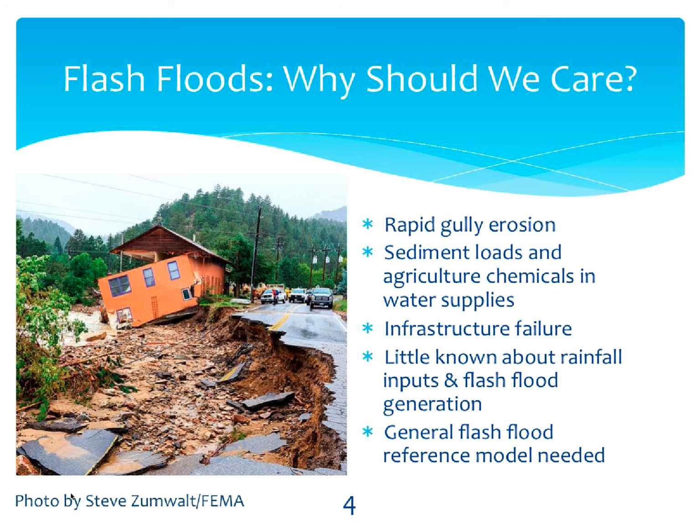The news gets even worse when agricultural land is eroded and fertilizers and chemicals get into our water supply. And then, as shown in the first picture and this next picture in Jamestown, we have infrastructure failure, where a previously stable surface is eroded by these flash floods and failure occurs. Unfortunately, little is known about rainfall inputs and flash flood generation, so we need a general reference for flash flooding.